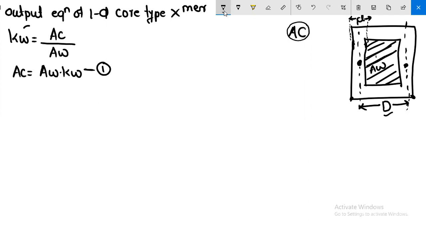Okay. Now there is another method for finding out the copper area. पहिला आपण कुठल्या मेथडने फाइंड आउट केलाय? We have found the first copper area by using the definition of the window space factor. Now there is another method for finding out this copper area. That is nothing but the copper area of the primary winding plus the copper area related to the secondary winding.